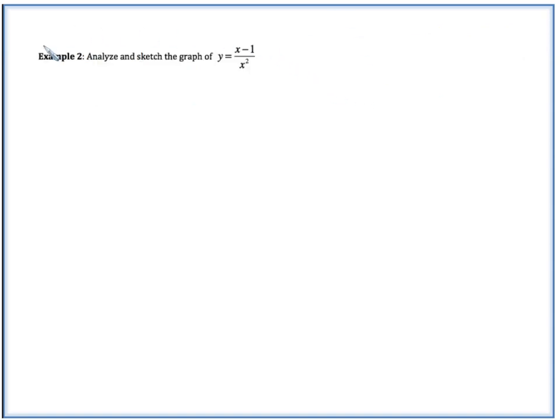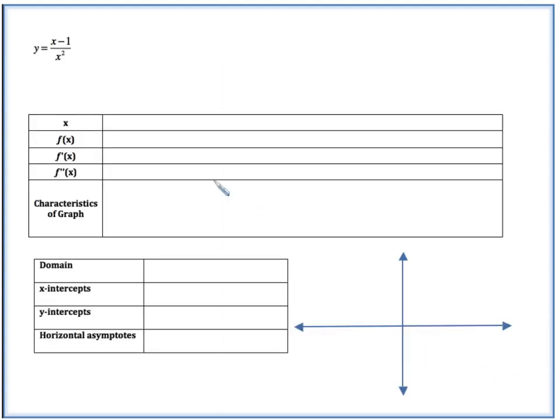All right, I want you to go ahead and try example 2 on your own. So find your first and second derivative, all your critical numbers, and where the second derivative equals 0 to test for points of inflection. Then I want you to go ahead and fill out this chart. So list your critical numbers here and your intervals, and then find the signs of f prime and f double prime, and then write out your characteristics. Also find the domain, x-intercepts, y-intercepts, and all horizontal asymptotes. And then using the characteristics and a couple of the points, I want you to sketch a graph of this equation as well. When you're finished, go ahead and come on back and check your work.